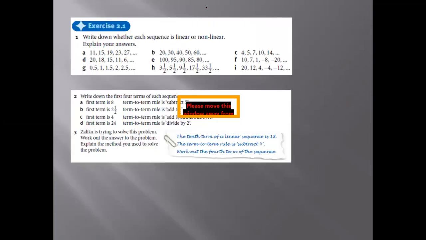And here are some examples about our unit.